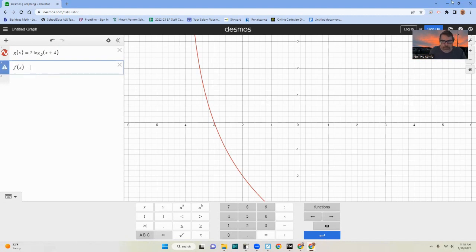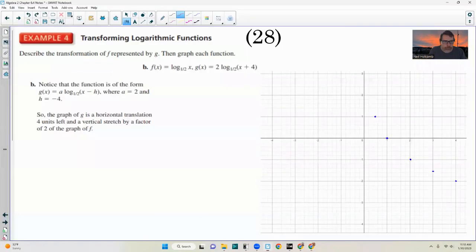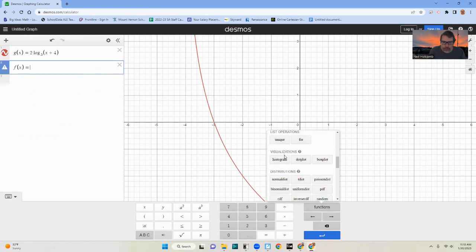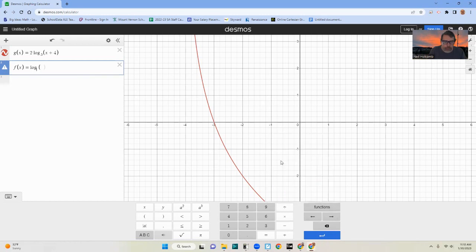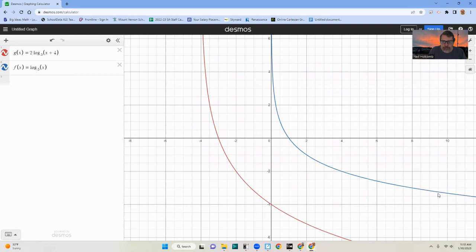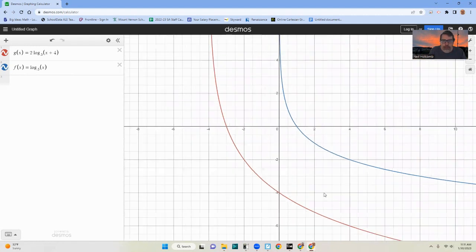And it was, let's see, log base 1/2 of x. So where's my Desmos? So function, calculus, log base 0.5 x. Okay, so there's what I had graphed in my graph with the dots. Here it is shifted left 4 and a stretch of 2. Okay, so that's what the graph should look like.